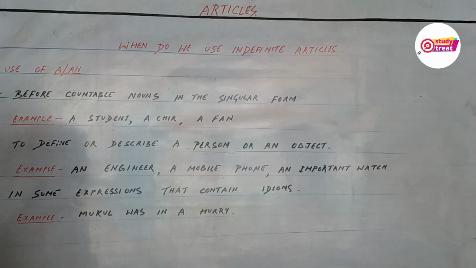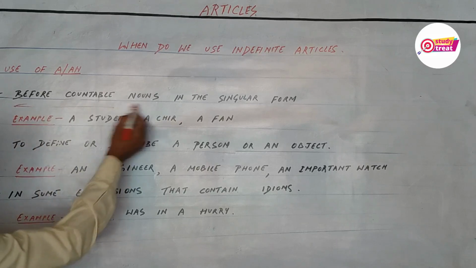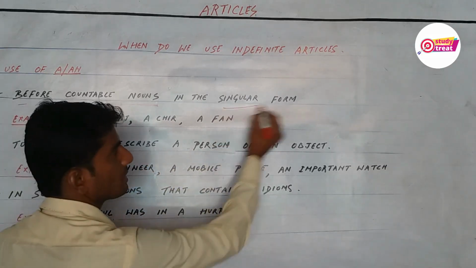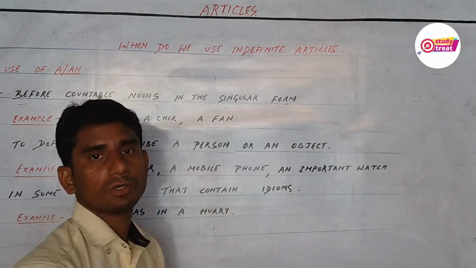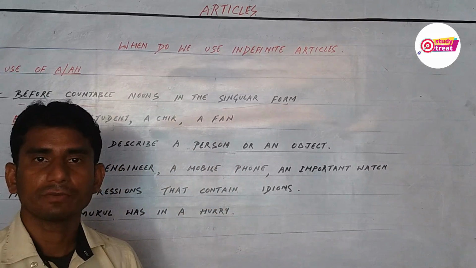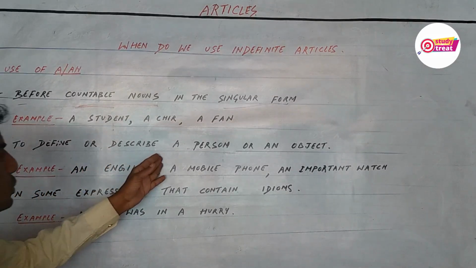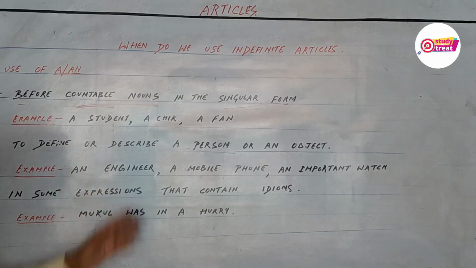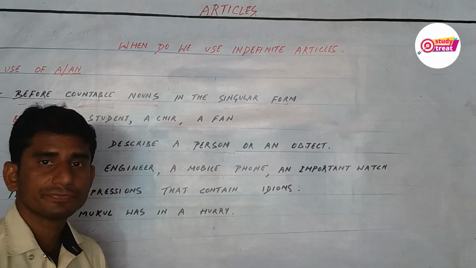Now, uses of a and an. Before countable nouns in the singular form. Always remember, guys, before countable nouns, and it should be in the singular form. A student, a chair, a fan, a pen, a marker, a whiteboard, a bottle, a stool, a tree, a train. Also to define or describe a person or an object, for example, an engineer, a mobile phone, an important watch.